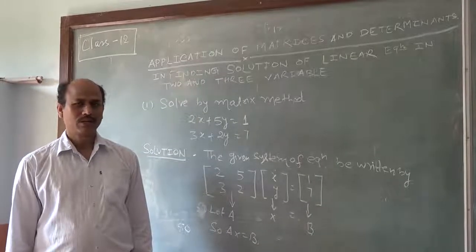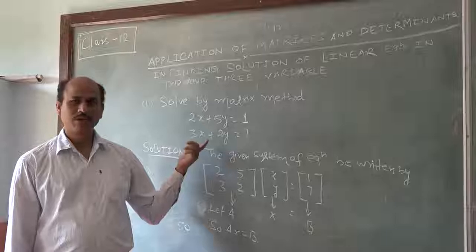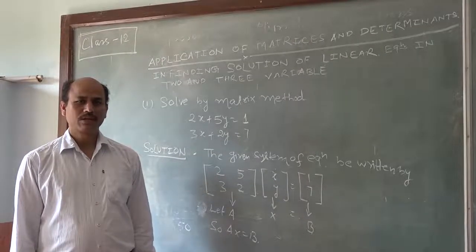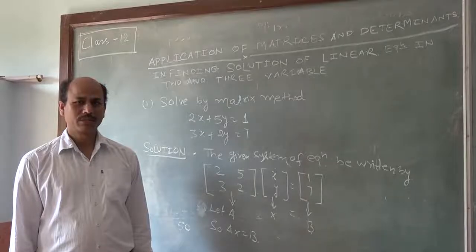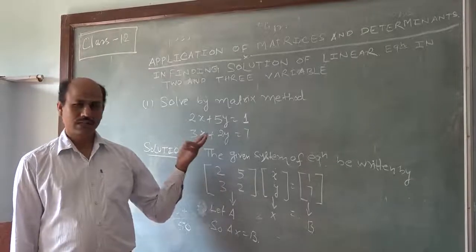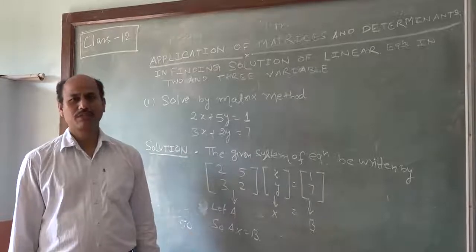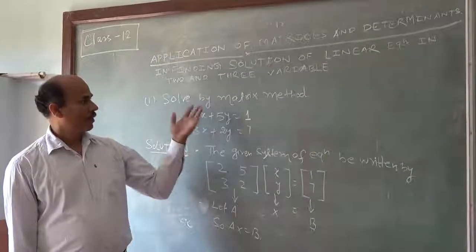In the last video, which I hope you have gone through, I explained how to find the inverse by elementary operations. There were two examples that I explained: one from a 2 by 2 matrix and one from a 3 by 3. Now we'll go for the application.